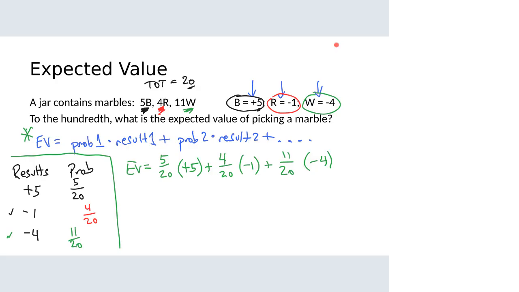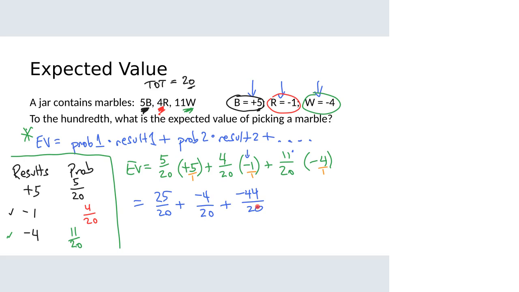Just a little bit of refresher with fractions. When we're multiplying a fraction times a whole number, it can be helpful to rewrite that whole number with a denominator of 1, just to help us in the multiplying process. Because now we're just going to multiply numerators together, multiply denominators together. Here I have 5/20 times 5/1. That'll be 25/20. 4 times -1. That negative is really important. That'll be -4/20 times 1. And then 11 times -4 will be -44/20 times 1.